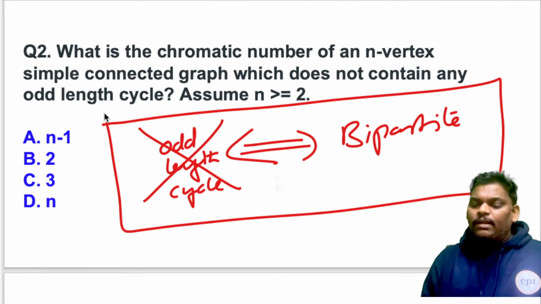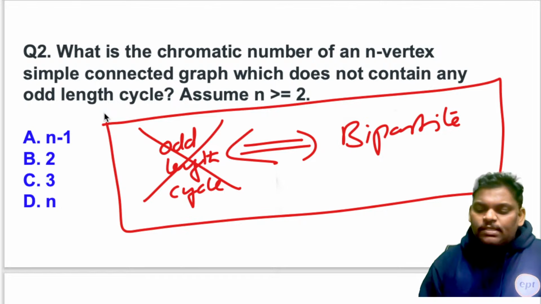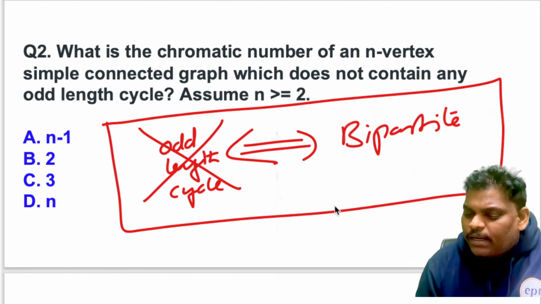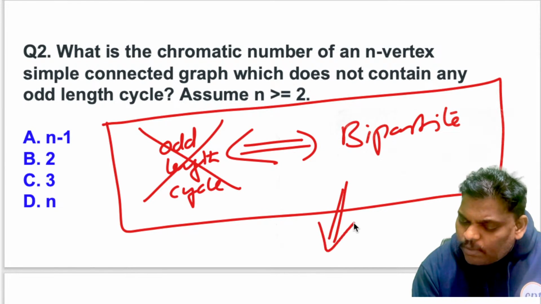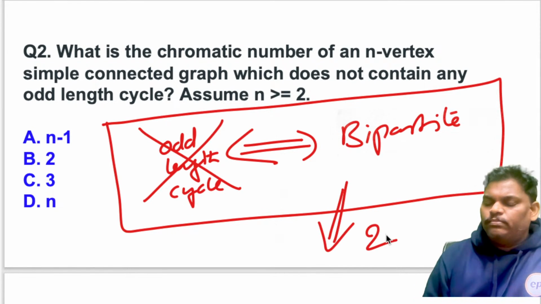What is the chromatic number of an n-vertex simple connected graph which does not contain any odd length cycle, where the number of vertices is greater than or equal to 2? Odd length cycle does not exist, so what is the answer? If an odd length cycle does not exist, it is bipartite. Then I think the chromatic number of a bipartite graph is 2.